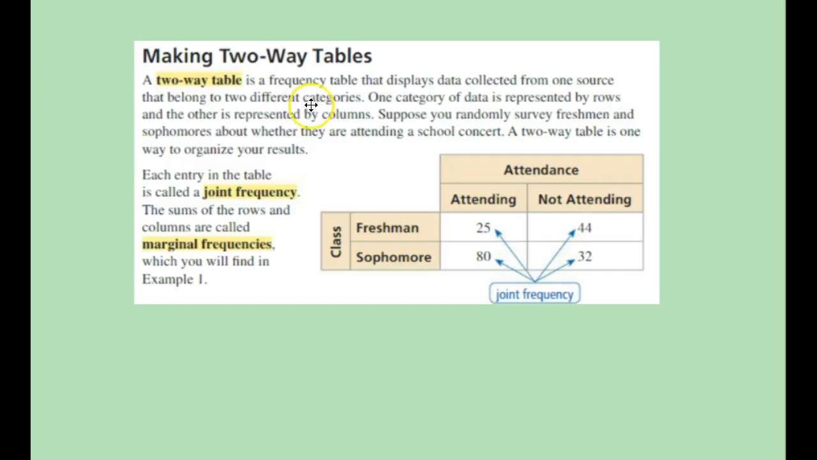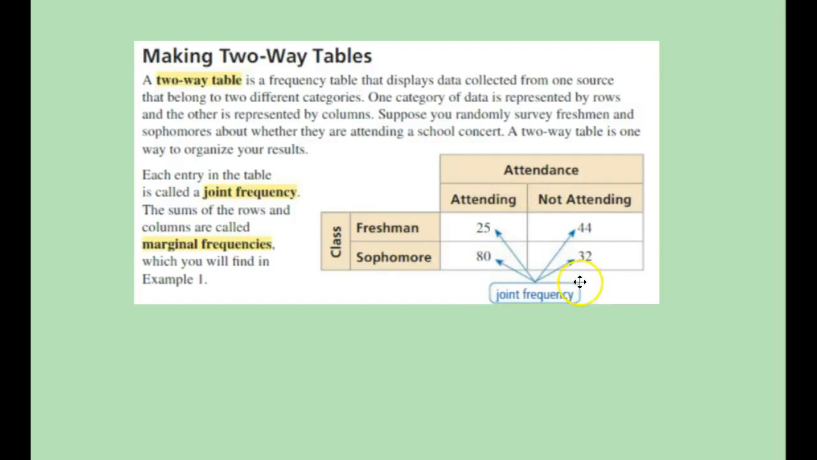So a two-way table is a frequency table that displays data that we've collected that belongs in more than one category. So here we surveyed freshmen and sophomores about whether they're attending a school concert. So a two-way table is one way to organize those results, because you'll see I have both freshmen and sophomores here, and attending or not attending.